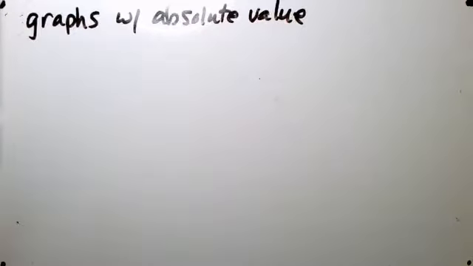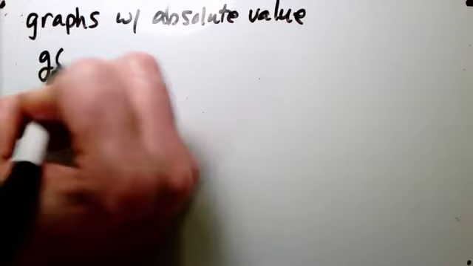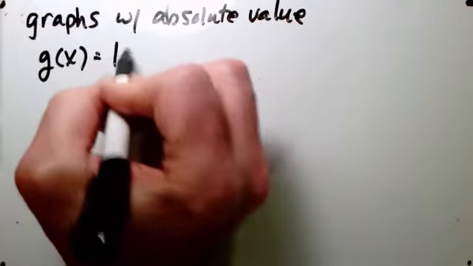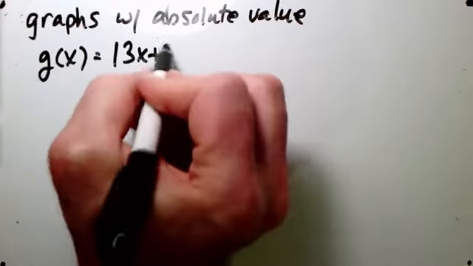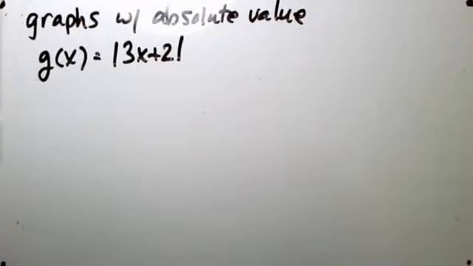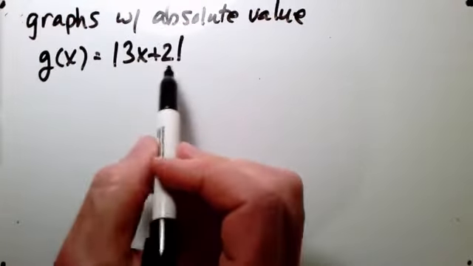Alright, here we want to look at some graphs that involve the absolute value. First I'm going to try and sketch the graph of this function, the absolute value of 3x plus 2. One way to do this is to get out the piecewise definition of absolute value and try and sort out what this function is.